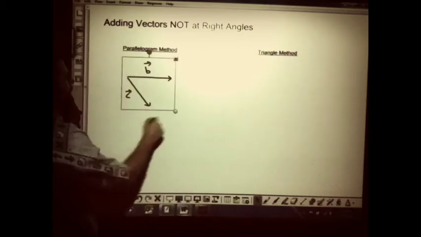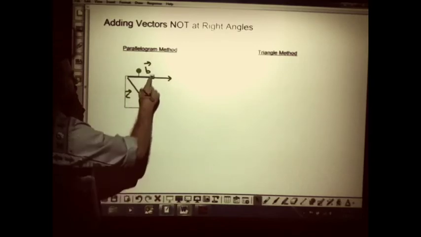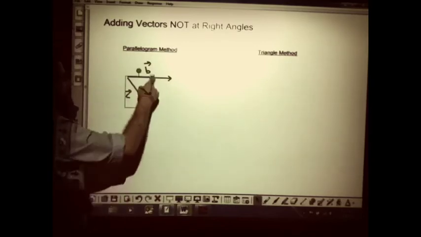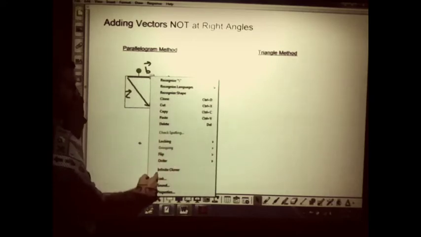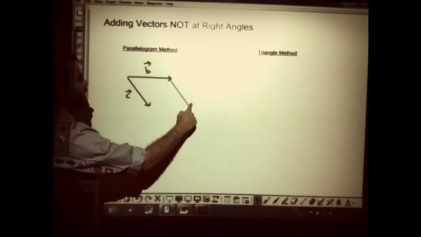And to do that, I'm actually going to ungroup these, and then I'm going to group that together. Okay, so if this is my vector C, I can take vector C and make a parallelogram out of it. This is called the parallelogram method. I'm going to slide this vector over there.